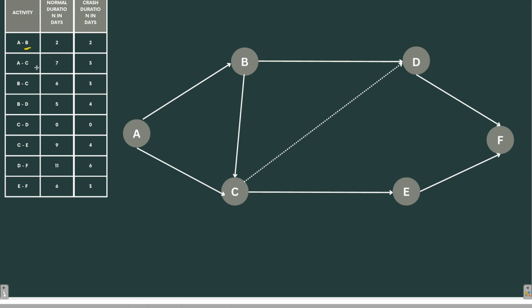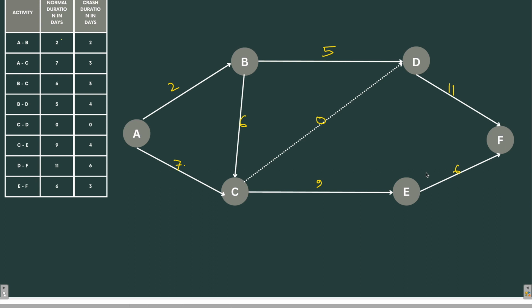So this is AB, AC, BC, BD, CD, CE, DF, and EF. See that CD normal duration is 0. That is why it is a dummy activity over here. So let me write the normal durations over here. Normal duration is 2 days. So I have written all the normal durations over here.